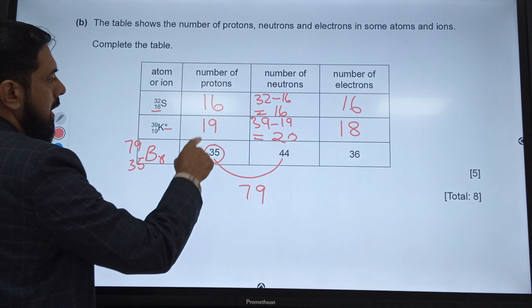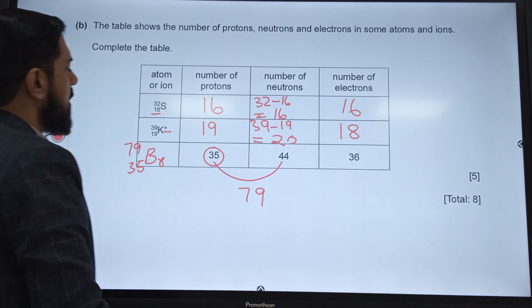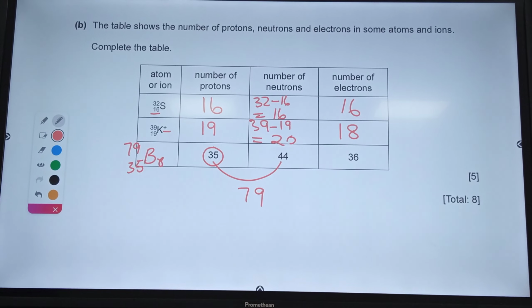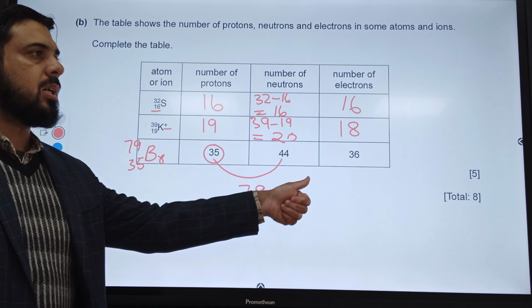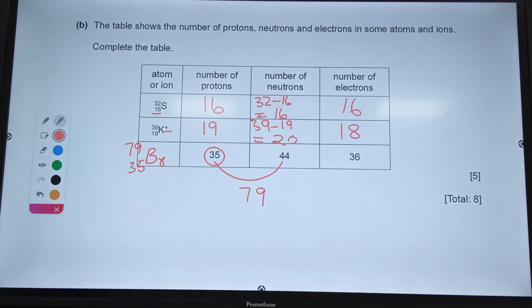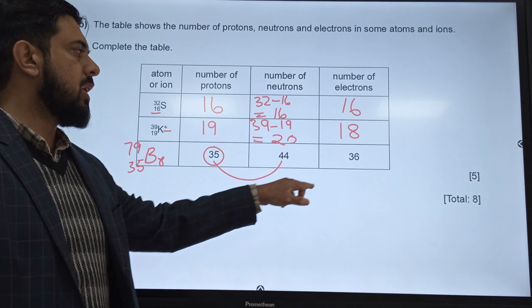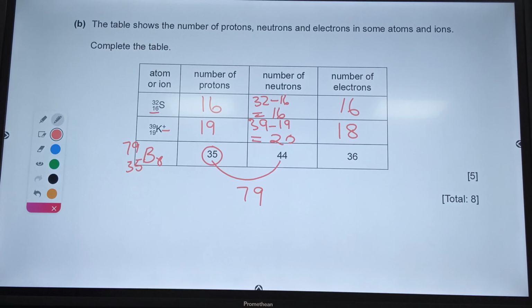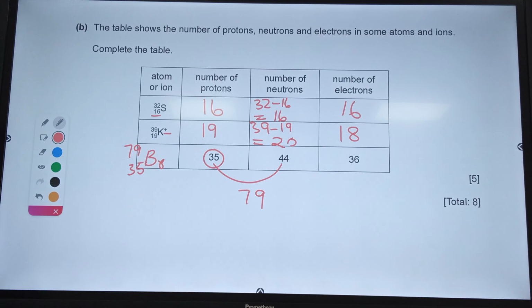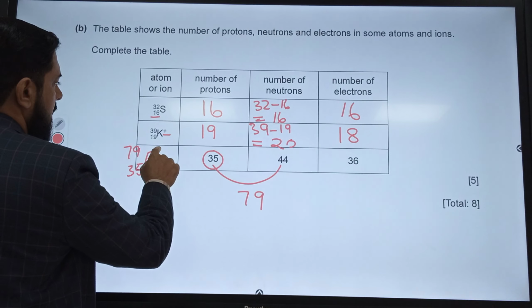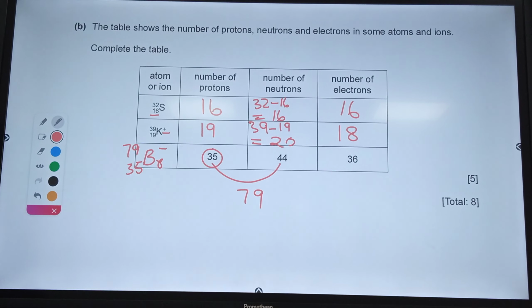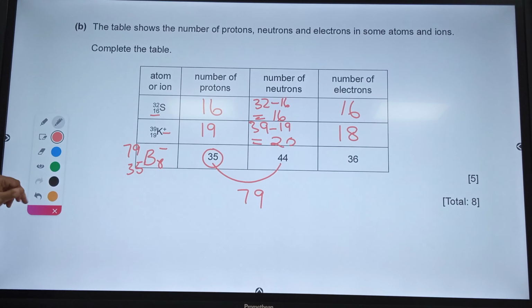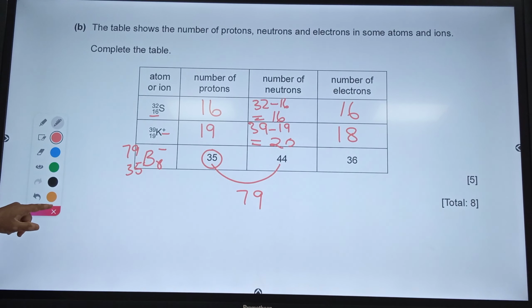And finally, if the protons and electrons are the same, then we put no charge. But if protons and electrons are not the same, then we have to put the charge. This will indicate which particle is greater. The electrons are greater. And by how much? 1. And the charge of an electron is negative. So we can say it is just negative, or even you can say 1 negative. Both formats are correct and are acceptable. Okay?